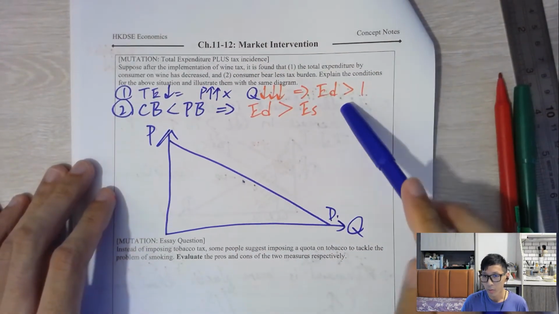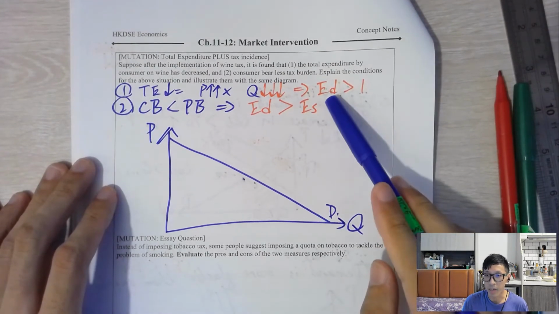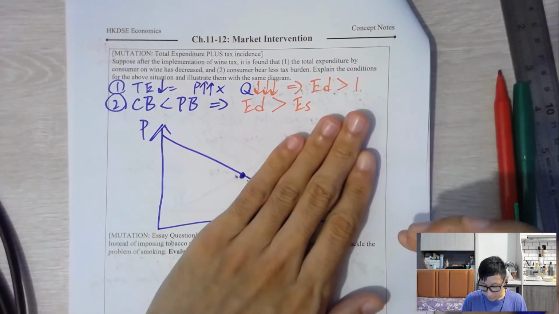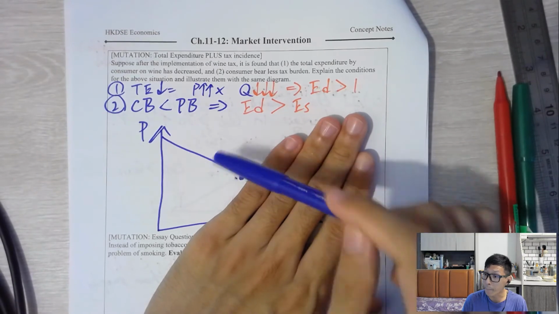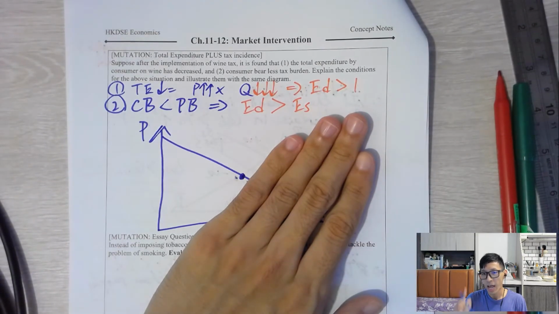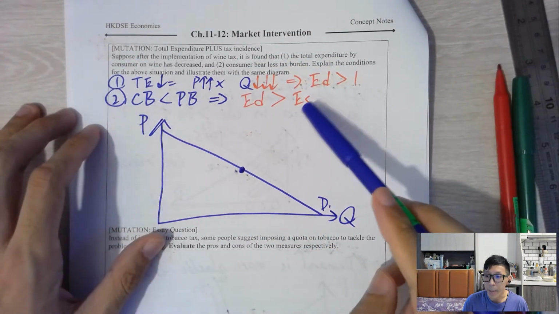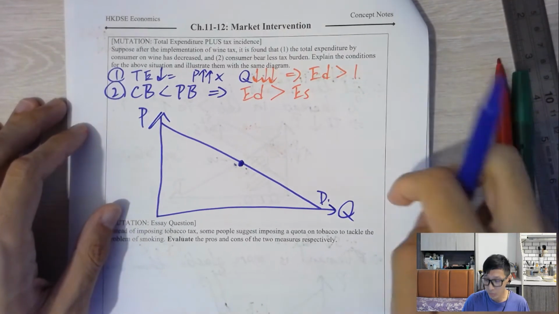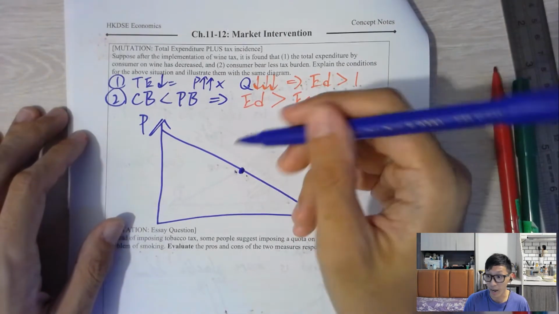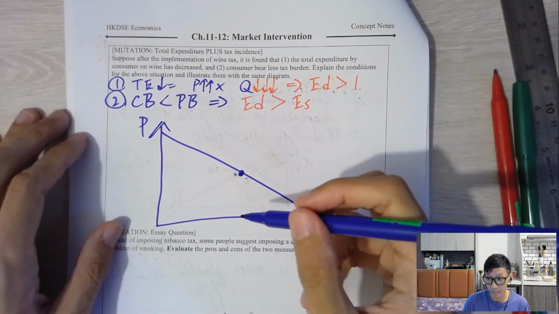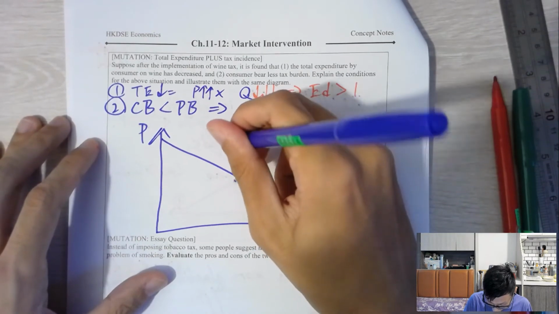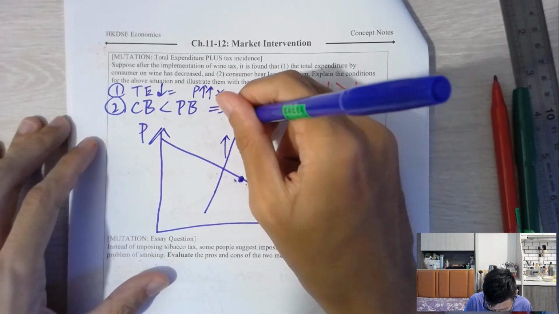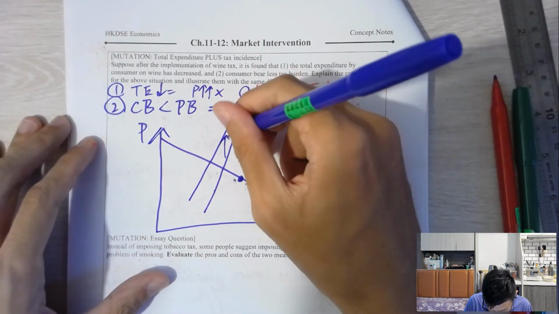First condition, we need ED to be bigger than one. So let's limit ourselves to draw everything in the upper portion. Now we need ED to be bigger than ES. We want ED more elastic. Then let's try to draw supply to be less elastic, in fact very inelastic. So let's try it. Here, S1, let's shift it up to here, S2, and this is our tax.